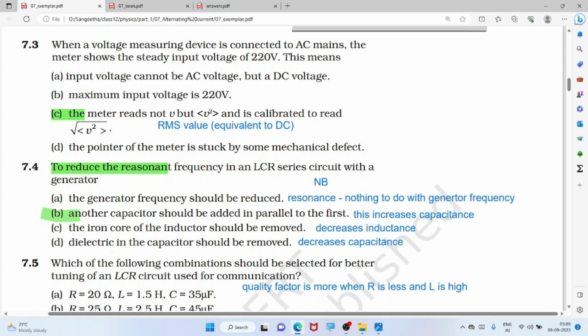When a voltage measuring device is connected to the AC mains, the meter shows a steady input voltage of 220 volts. This is in our house. This means it is actually reading the RMS value of the AC voltage. That is nothing but equivalent to a DC voltage. That is why it is steady. It's not varying with time. So the meter reads not the instantaneous voltage, but the RMS value, which is equivalent to the DC.